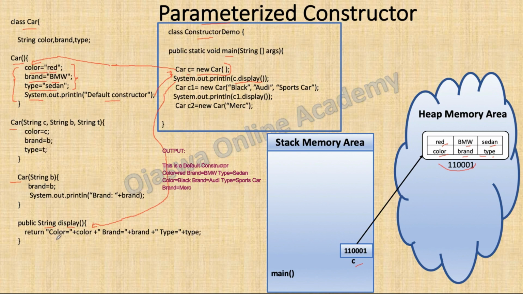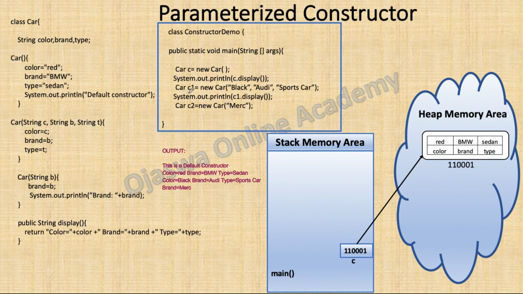So what code are we writing? We are returning the values of the instance variables. Color equal to the value of color, that is red, is retrieved. Brand equal to the value of brand, that is BMW, is retrieved. Type equal to the value of type, that is sedan, is retrieved. So this whole string will be written back to the println method, and SOP, that is System.out.println, will print the data.